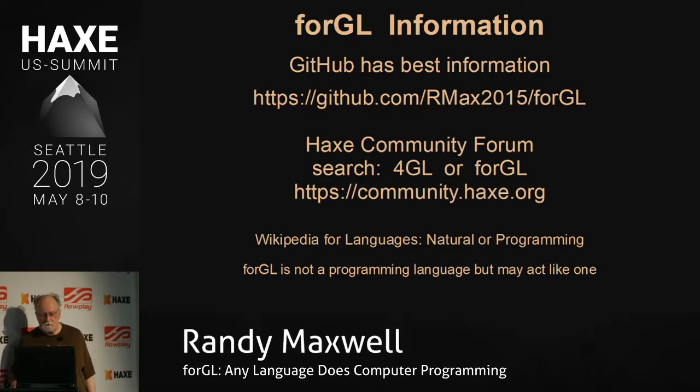I've got a repository that's public now, and I've also had a few mail threads on the Haxe community forum. So those are your two good search keys. Another resource that I've used in background research for forGL is natural languages and programming languages both. Then I've got a standard disclaimer. When you write an application that looks like a programming language, it's confusing to people. I'm trying to be less confusing. I'm saying it's not a programming language, but it may act like one at times. And the reason I say that is actually a couple different reasons.